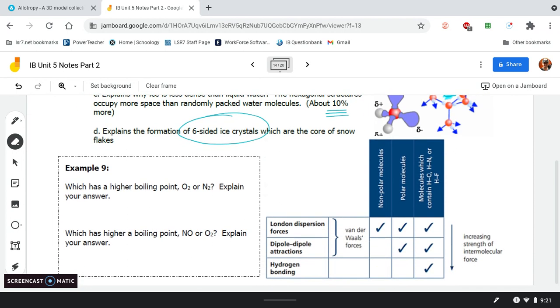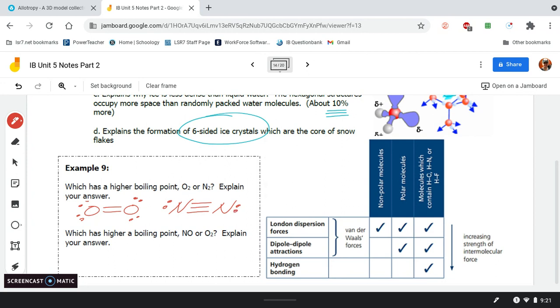So, okay. Which has a higher boiling point, O2 or N2? Explain your answer. Okay. We've got three forces. We check for each force, and then we compare. So we've got an O2, and that O2 is going to look like that if you draw the dot structure. So I'm going to cheat a little bit and already draw it out for you. And then you have the N2. Also going to cheat. You can draw your dot structure if you want.